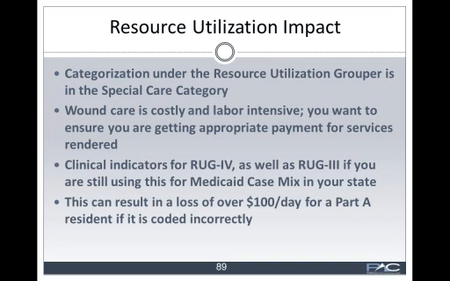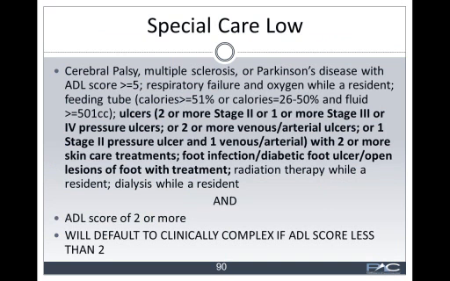Inappropriate coding can result in a loss of over $100 a day. And that's just really driving off a Medicare Part A resident, one MDS where somebody was coded incorrectly. You may not capture the appropriate payment category. And to show you, these are the indicators that hit special care low for RUG 4.